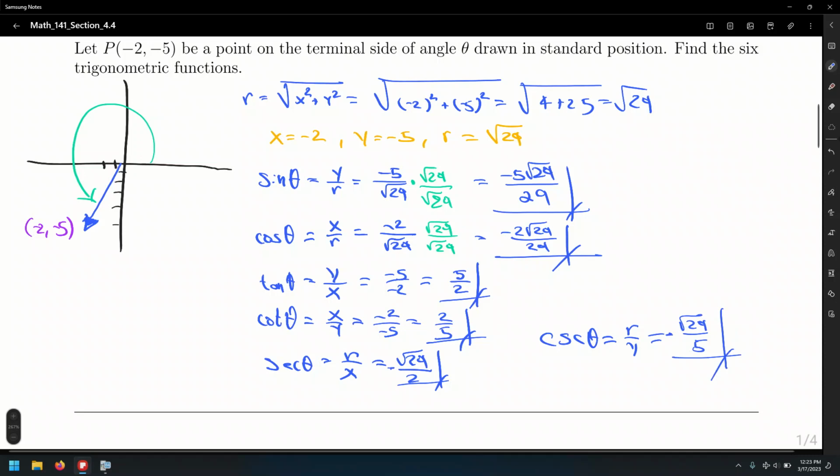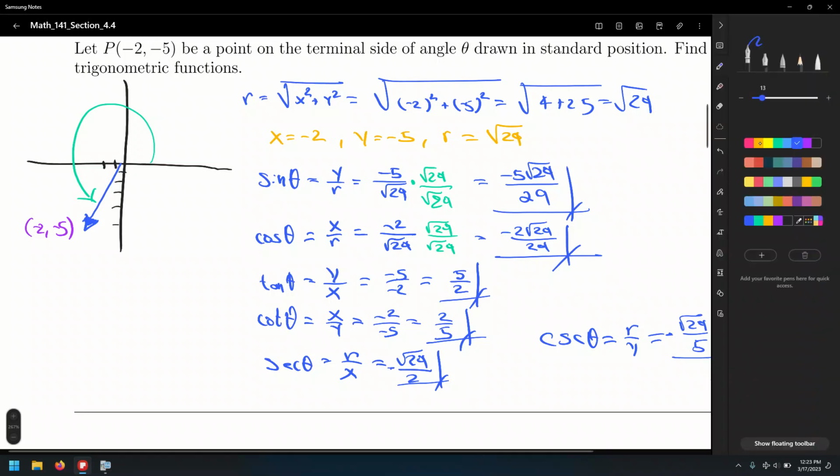This is how we get the six trigonometric functions from a given point, by finding that radius that goes from the origin to that given point as the hypotenuse, if you will. And again, we can always relate it to what we did before. Check this out. We can relate this to a right triangle, for which this is theta. This is -2, -5, and the hypotenuse is the square root of 29. Same thing. All right, same thing. Let's see what's next.